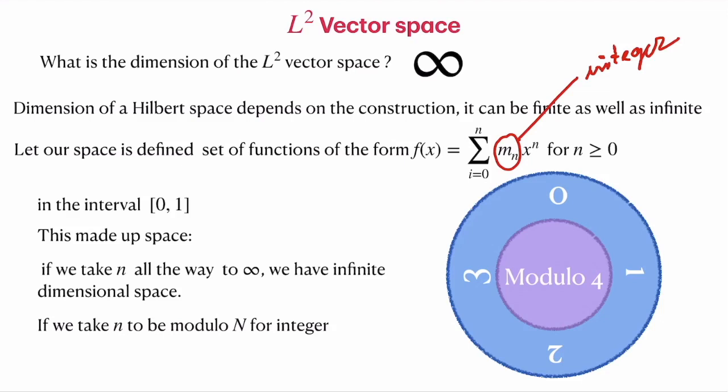So 2 times 3 is 6. 6 becomes 2, because when you find the remainder of 6 with 4, it is 2. So that way you form a finite set. Then you have a finite basis x to the power n. Then this vector space becomes finite. So this is an example of a finite dimensional L2 space. So this is an ad hoc construction, which may or may not be useful.